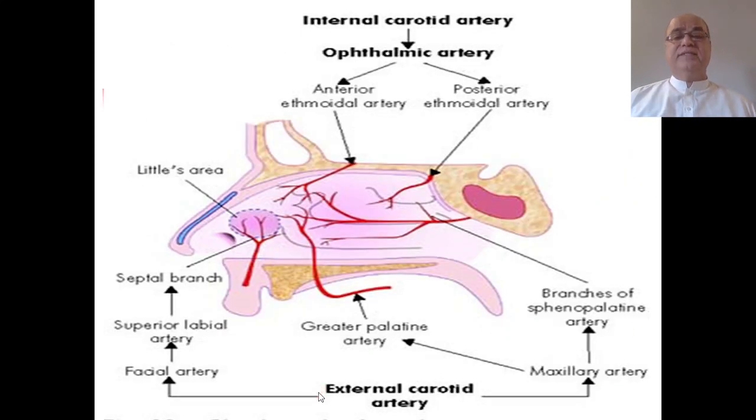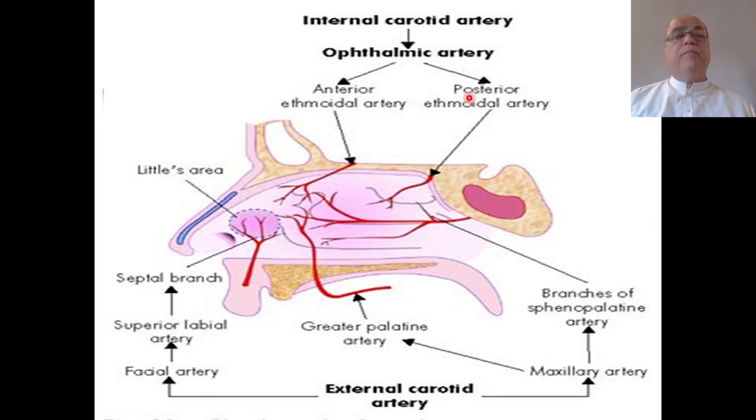Now this septal perforation is basically concerned with ischemia, and it causes ischemic necrosis. Any disease, as we will see in the etiological factors, there are so many causes which can cause compromised blood supply, leading to necrosis, which will be ischemic necrosis of the underlying cartilage and the bone.